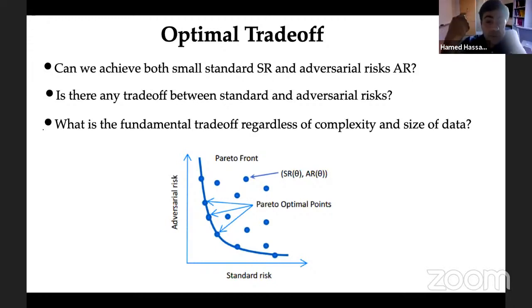Now, in order to understand trade-offs, we need to study the boundary of this region. These are the so-called Pareto optimal points of this region. Every point at the boundary has this property that if you fix one coordinate and try to decrease the other coordinate, you would fall out of the region. So in other words, these points at the boundary are the optimal points that give us the trade-off between the standard and the adversarial risk. We cannot do better than the points at the boundary, no matter what our model is.